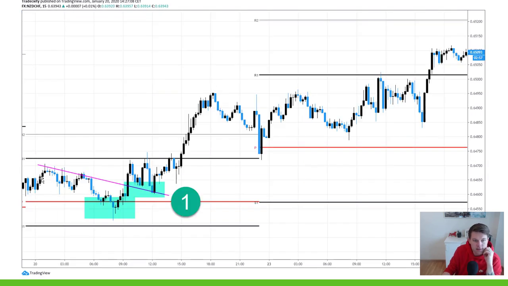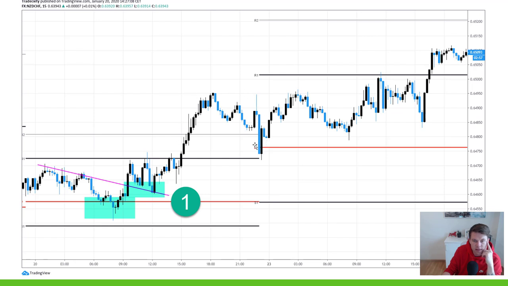Here as well, very nice rejection. You can see the market is coming into the central pivot point. Very, very good rejection here. Very strong candlestick. And then the market rallies above it, breaks above the trend line, comes back into the trend line, retests the trend line, and then rallies.